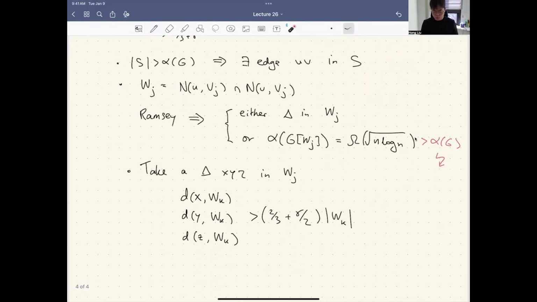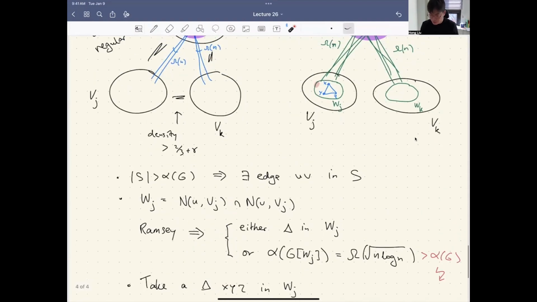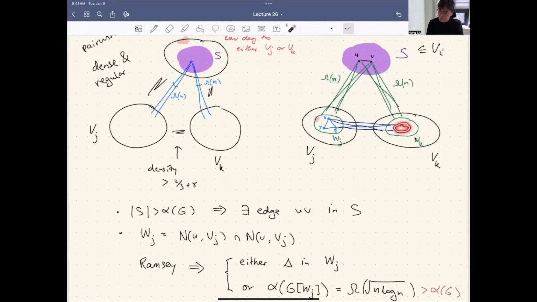Okay. Then just by pigeonhole, we know that at least two of them will have a linear number of co-neighbors in Wk. So let's say it's X and Z. At least two of them will have linear co-neighbors. Then you apply Ramsey again. This is linear, right? So by Ramsey, either you have a square root n log n independent set, which is not possible by our independence number, or you have a triangle inside. Now, this triangle together with the other triangle, together with this edge, you get a K8. Done. Great. Okay.